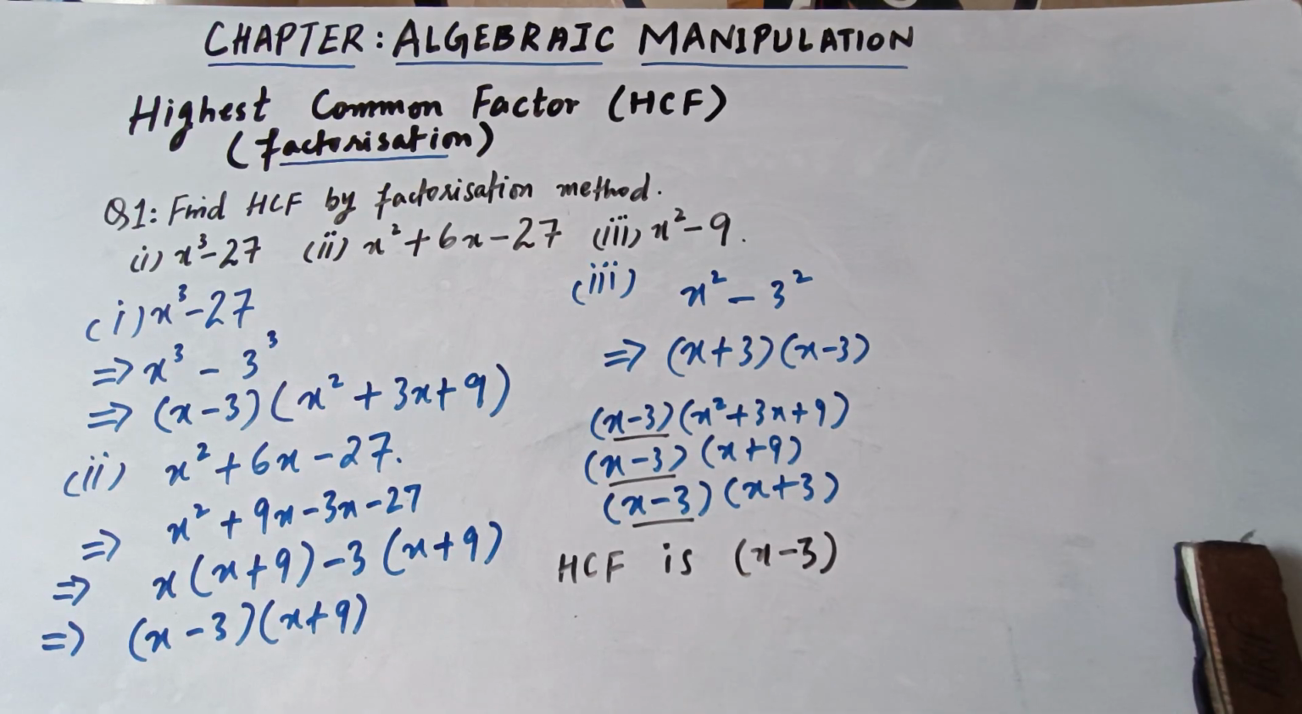So remember, whenever we solve our question by using factorization method to find the HCF, we always need to find the factors either by taking out common or by any other method of factorization. And after doing the factorization of all the polynomials, we need to just select the common factor among them, and that will be our HCF of those polynomials.